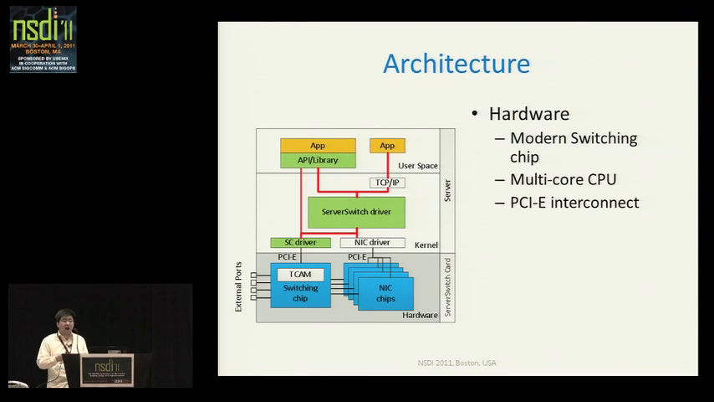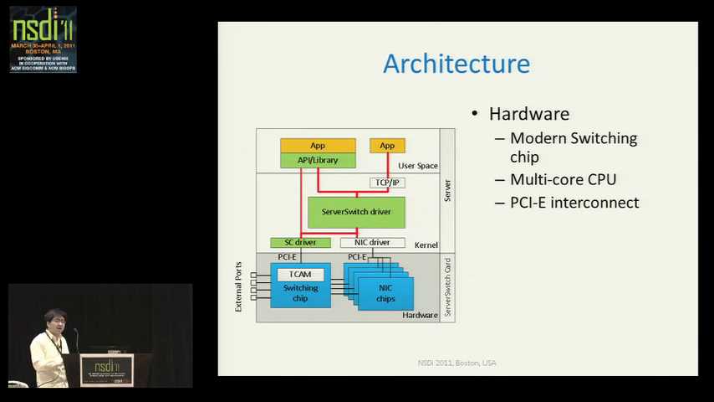So this is the architecture of our server switch. At the top is a server. At the bottom is our server switch card. On this card, there is a switching chip and multiple NIC chips. When packets come into external ports, they will first be processed by the switching chip, and the chip will decide whether to send the packet back to the external ports or to the NIC chips, which eventually go to the server for processing. In this architecture, most packets that require simple packet forwarding will only be touched by the switching chip.